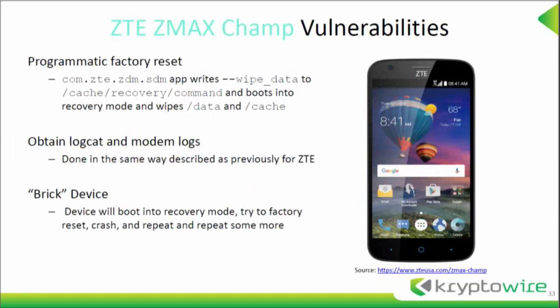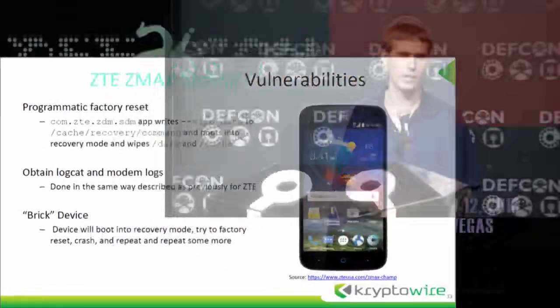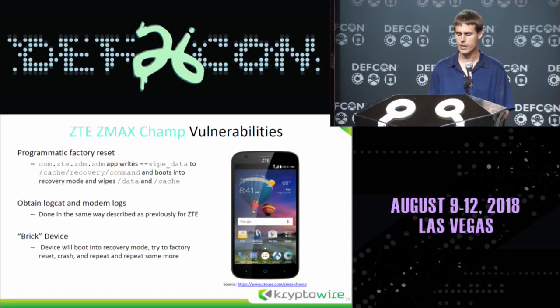So moving on to the ZTE ZMAX Champ device. There's a pre-installed platform app here, which will just allow any application on the device to cause a factory reset, resulting in potential data loss for the user. There's also a way to get the logcat logs and modem logs that were described previously.